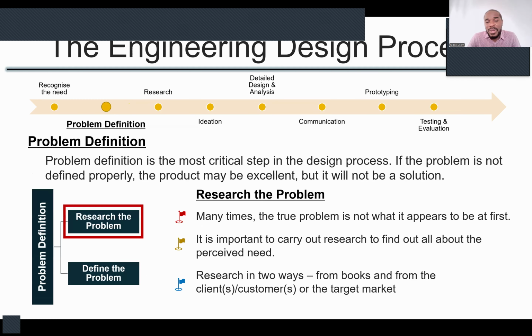Now, let's jump to the problem definition stage. There are two stages under this stage, right? The first stage is to research the problem, because this problem definition stage is the most critical stage in the whole design process. Because if you do not define your problem correctly, you will go ahead and develop a solution. The solution you are developing, you develop it in line with the problem you have defined.